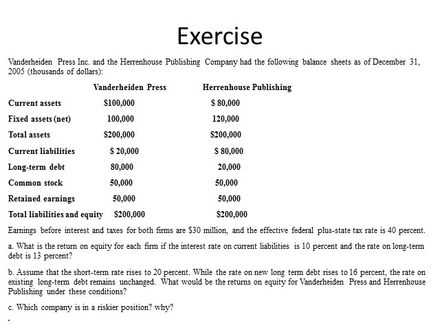Assume, part B, that the short-term rate rises to 20% while the rate on the new long-term debt rises to 16%. The rate on existing long-term debt remains unchanged, which is 13% only. What would be the return on equity for Vanderhiden Press and Hare House Publishing under these conditions? Which company is in a riskier position and why?